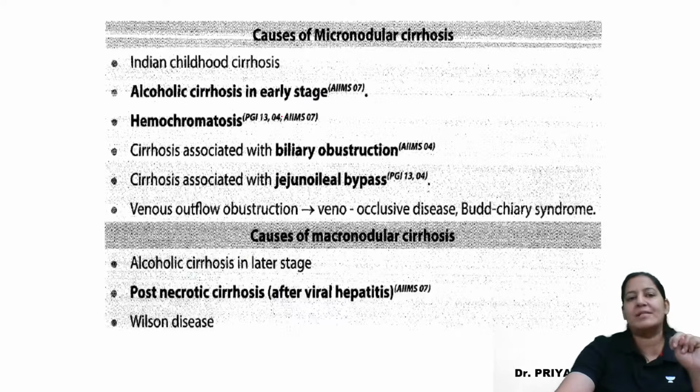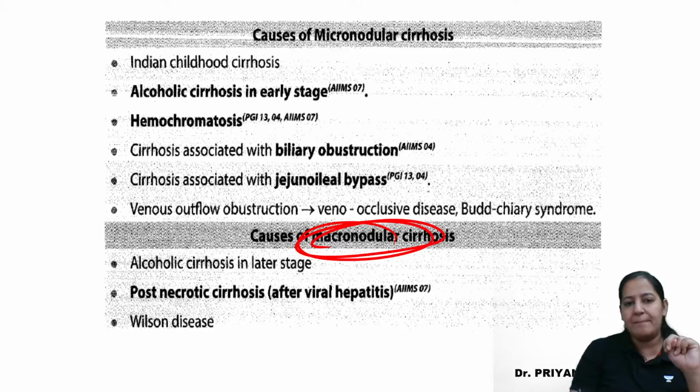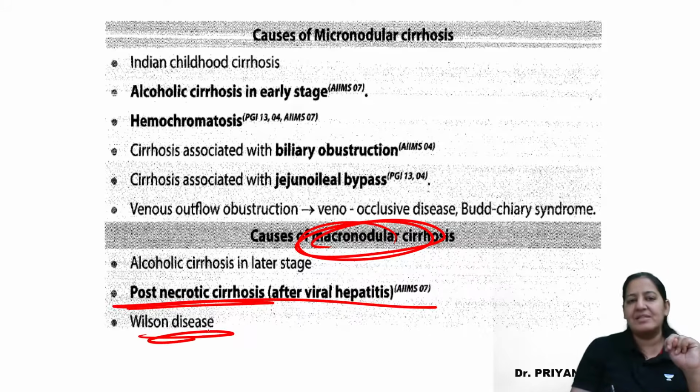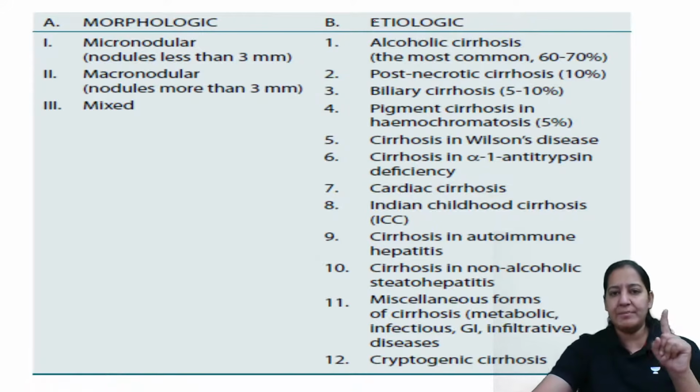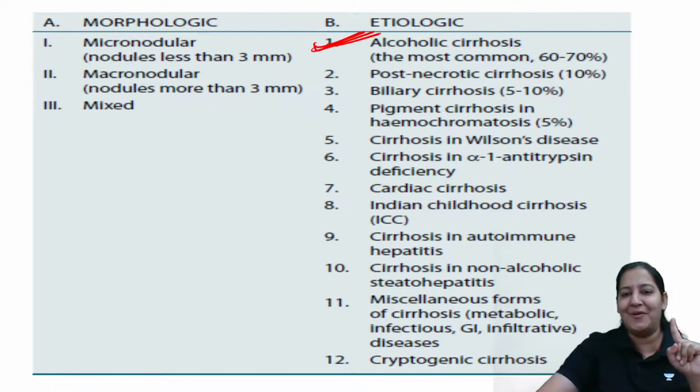In macro, only 2 examples come. In the macro only 2 examples are there. Post-viral and Wilson. Rest all are micro. Again and again I am saying the same thing. So I am done with the first cirrhosis, alcoholic cirrhosis.